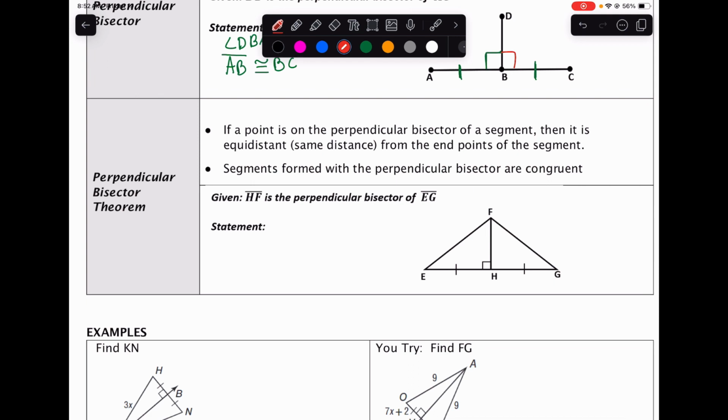All right, next one is the perpendicular bisector theorem. So if a point is on the perpendicular bisector of a segment, then it is equidistant from the endpoints of the segment. All right. So what does this mean? Again, if a point is on the perpendicular bisector of a segment, then it is equidistant from the endpoints of the segment.